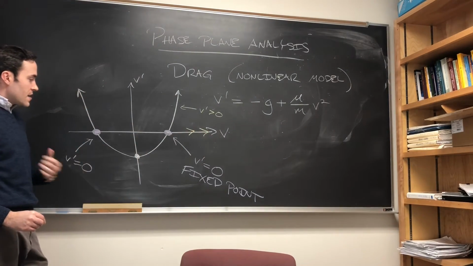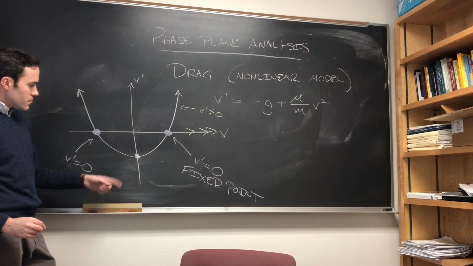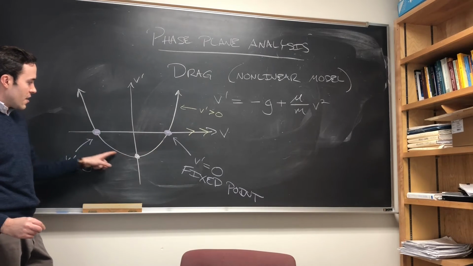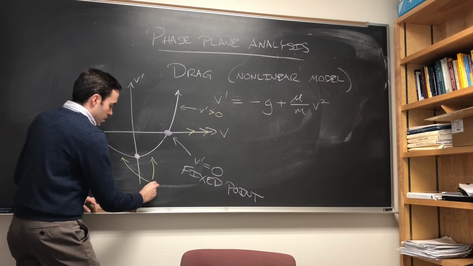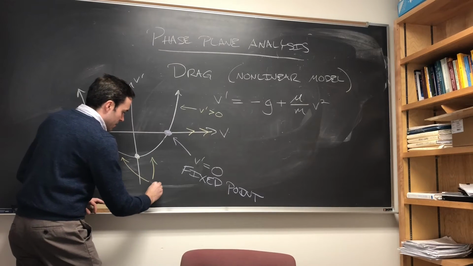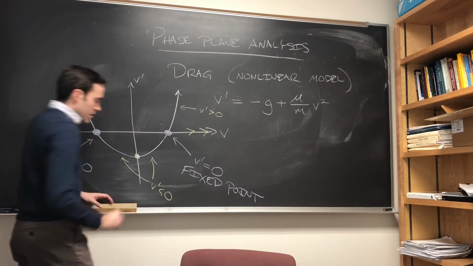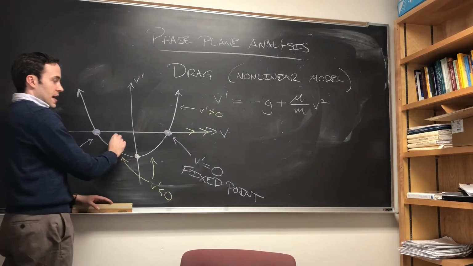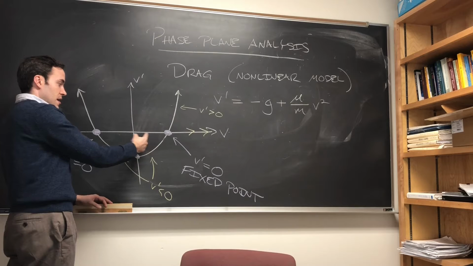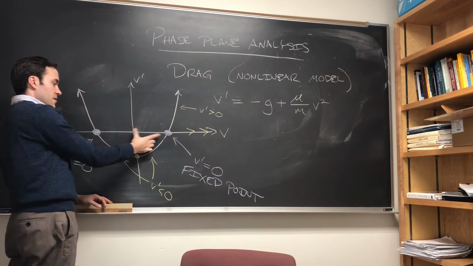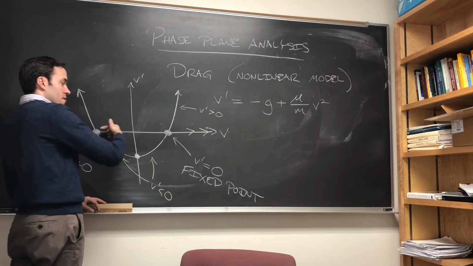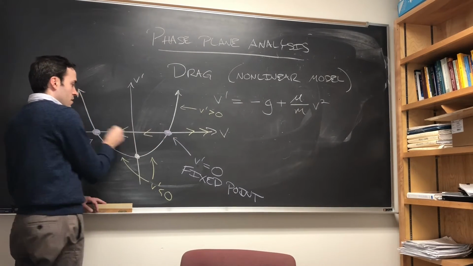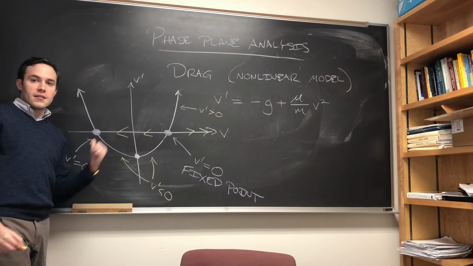All right, same idea in between here. Our function down here is negative, right? Everywhere down here, v prime is below the v-axis, so v prime is negative down here. And that means that any initial velocity between these two fixed points would lead to v prime being negative, and so v would be decreasing. And so we would draw the arrows pointing in that direction to indicate that it's decreasing.